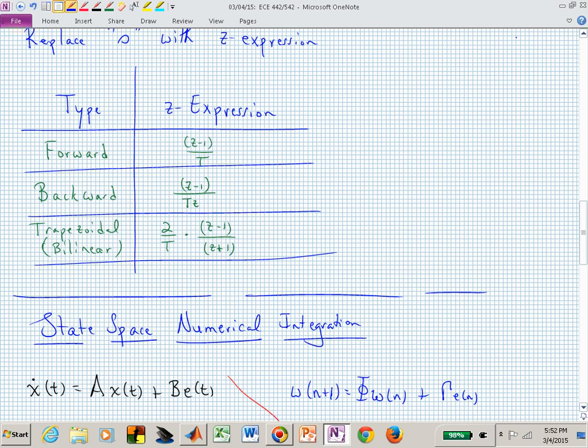And what did we do last time when we wanted to do this continuous to discrete in the frequency domain? We replaced s with one of these expressions, and now we're trying to do the backward approach. There's the big hint. Now you replace s with the second row of this table as far as an expression, and you convert all of your X of s's, U of s's, and E of s's into X of z's, U of z's, and E of z's.